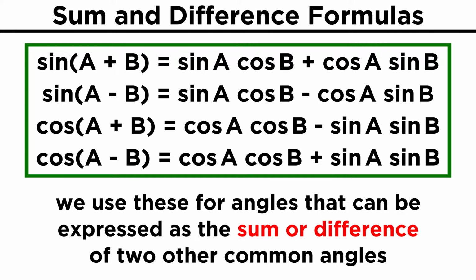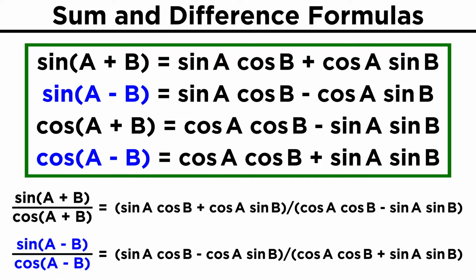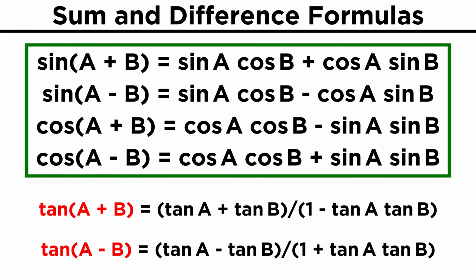The other three formulas work exactly the same way. We just take the angle of interest and express it as the sum or difference of two angles that are more convenient to evaluate. Also, if we place the sine of a sum over cosine of a sum, as well as the sine of a difference over the cosine of a difference, and do a little manipulation, we can get the sum and difference formulas for tangents as well, which look like this.